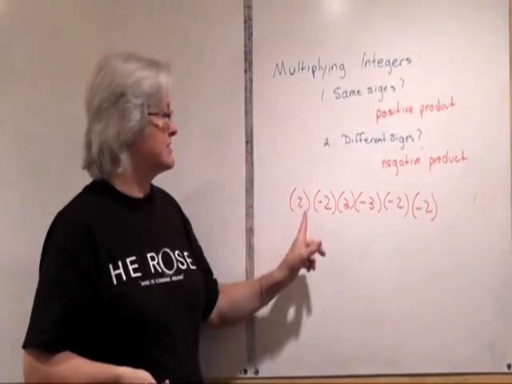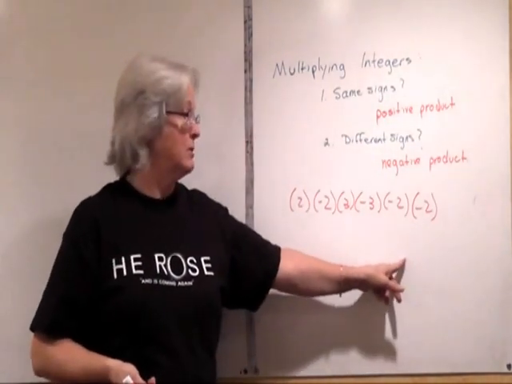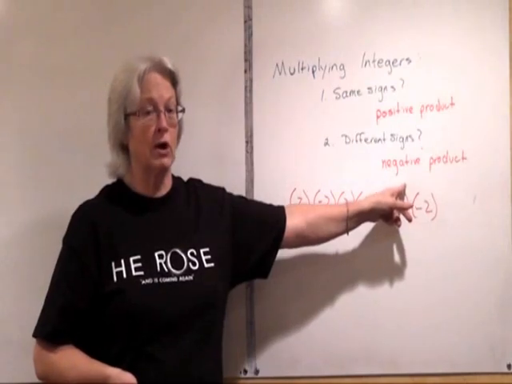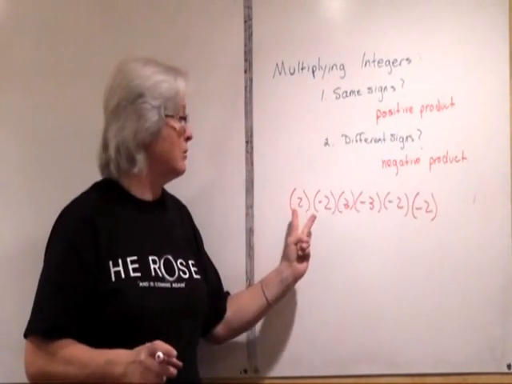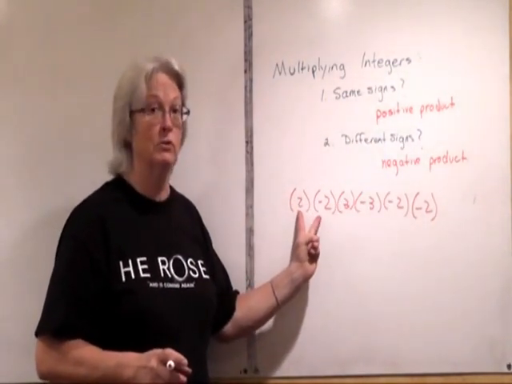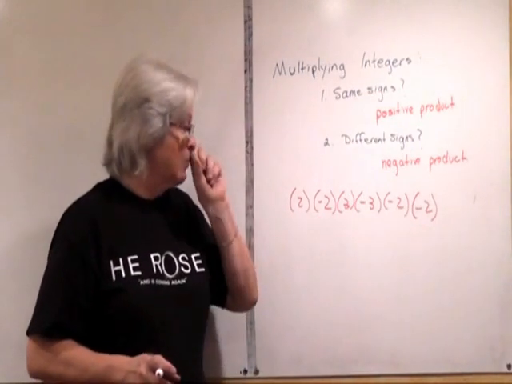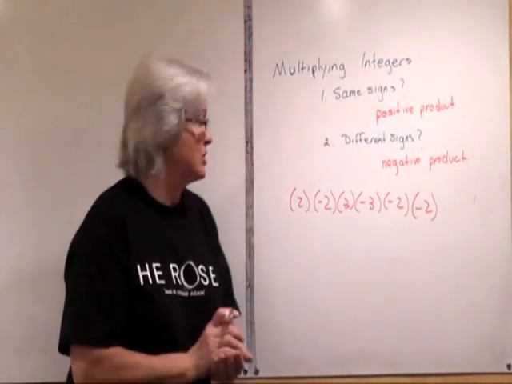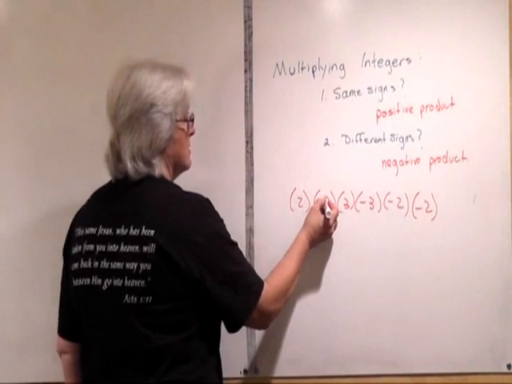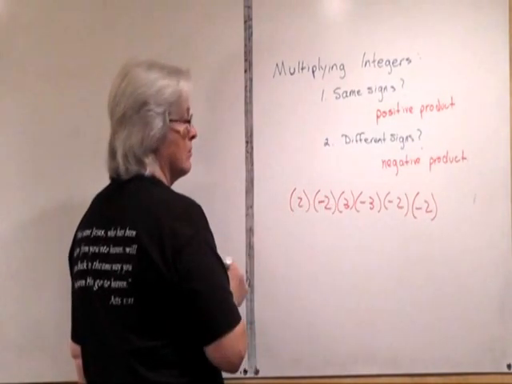Are the signs here the same? No. But does that mean it's a negative product? No, it doesn't, because we can only multiply 2 numbers together. And I want to take just a second to show you this. I'm going to string this out the long way.